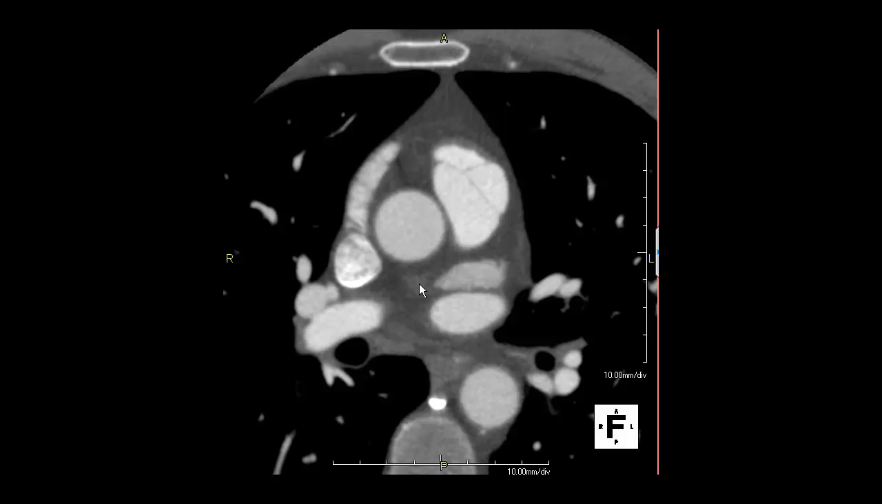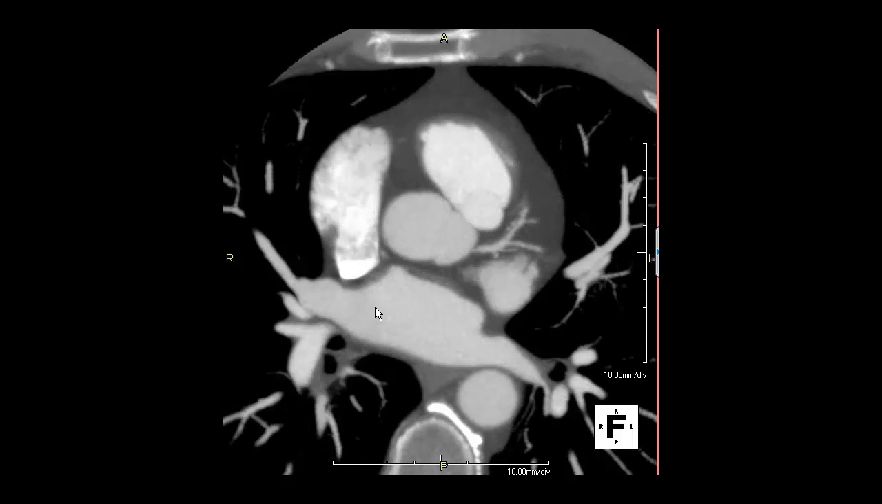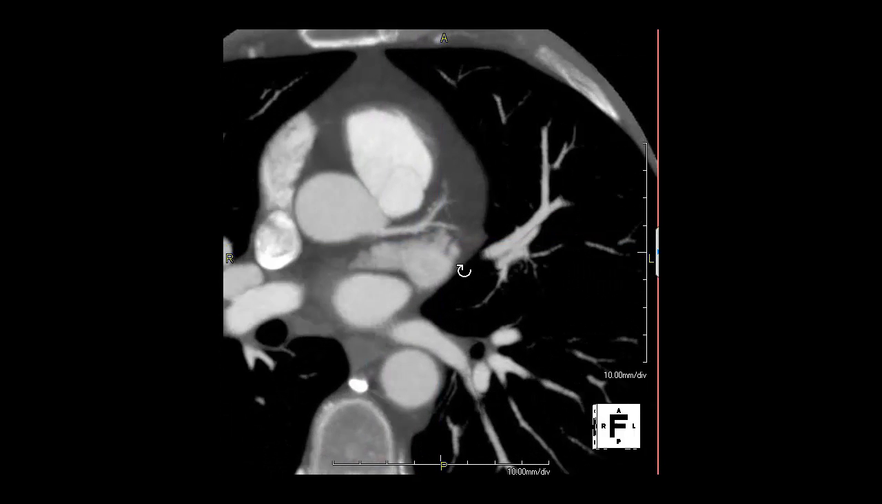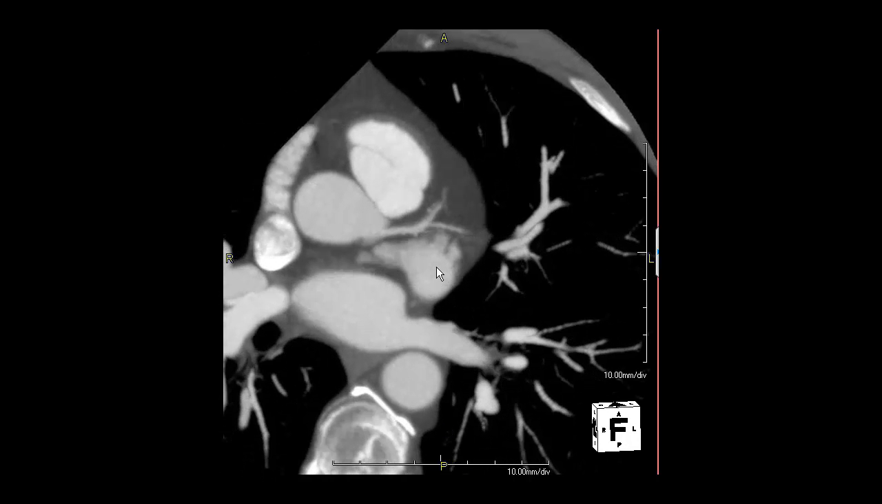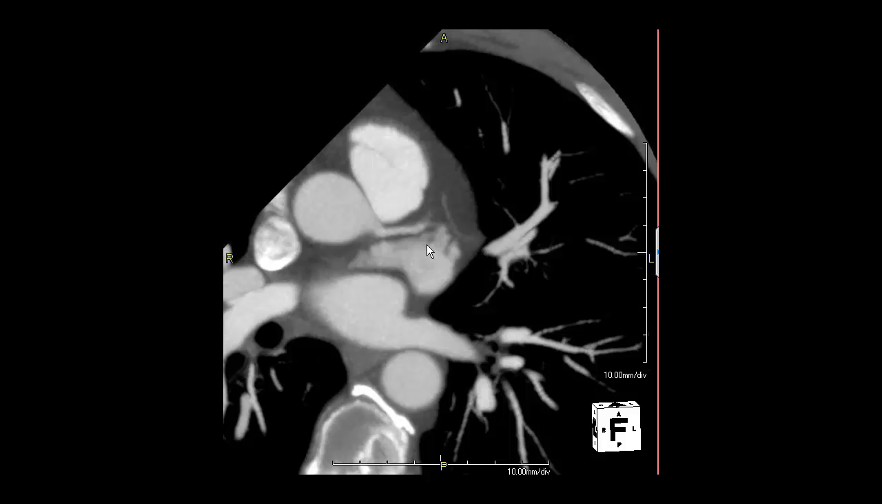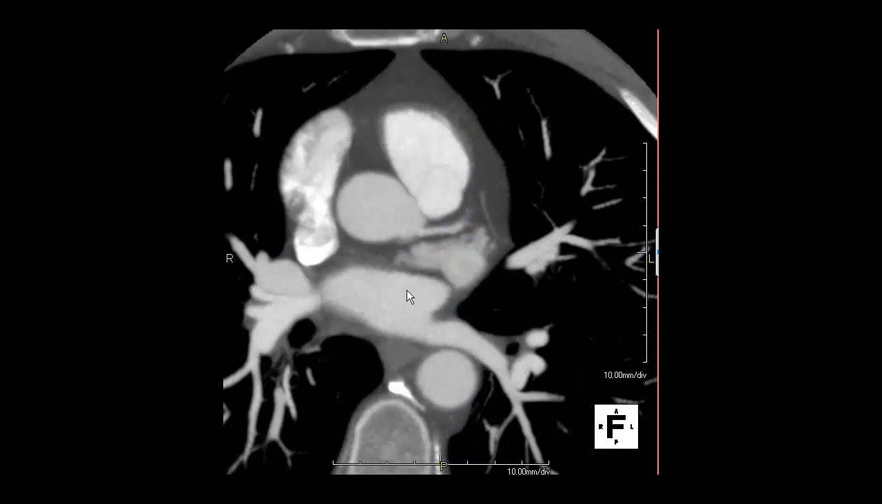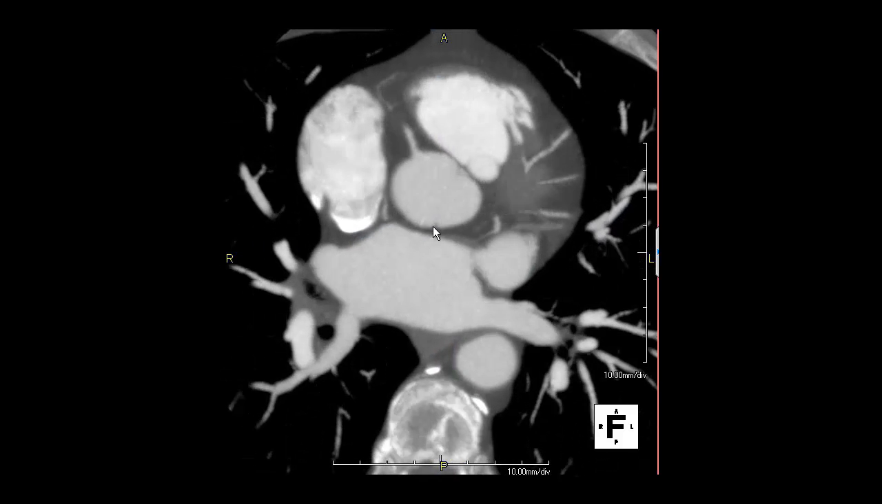We're now at the base of the heart. The ascending aorta and the descending thoracic aorta appear to be of normal size. In particular, we want to be sure that the left atrial appendage appears to be normal. This patient has had recent atrial fibrillation, and the left atrial appendage does in fact appear to be without thrombus. So we move down lower.